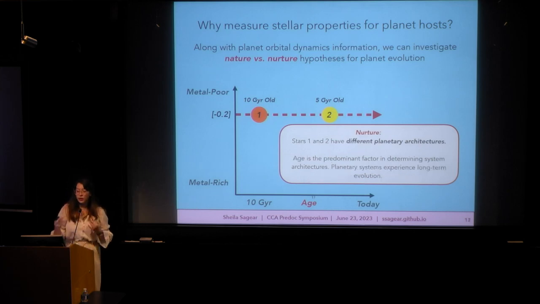Or we could go for a nurture perspective. If we see that stars 1 and 2 have very different planetary architectures, we might say that age, long-term evolution, is far more important in determining these system architectures. They might all form kind of the same way and evolve into something different depending more on their age.